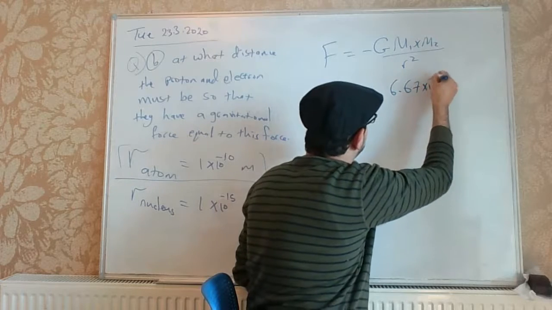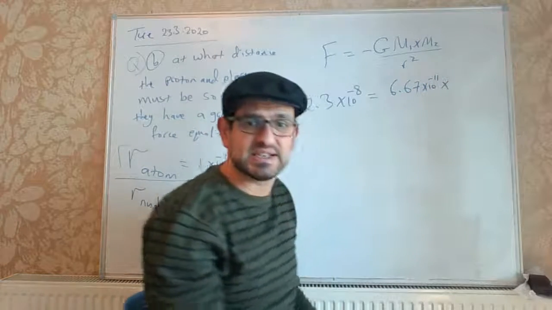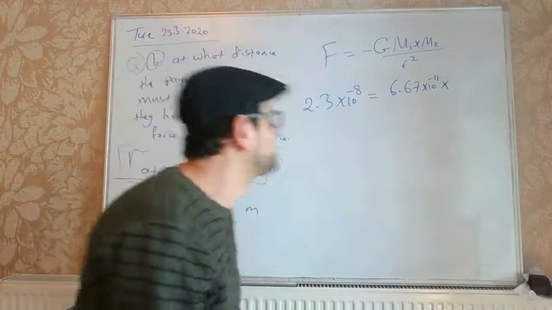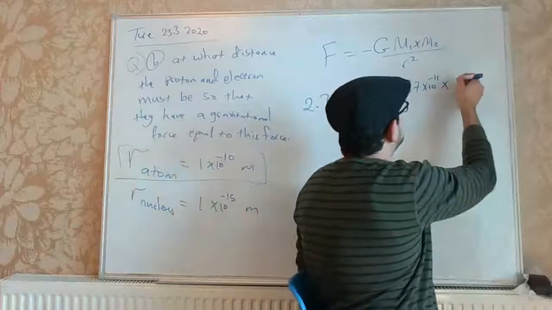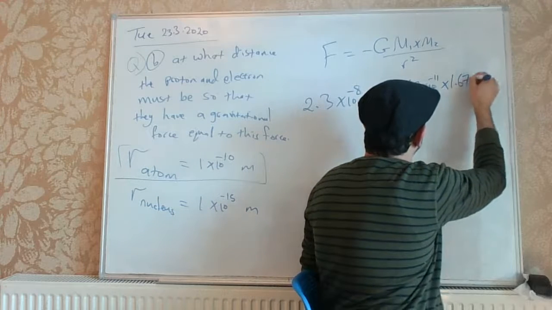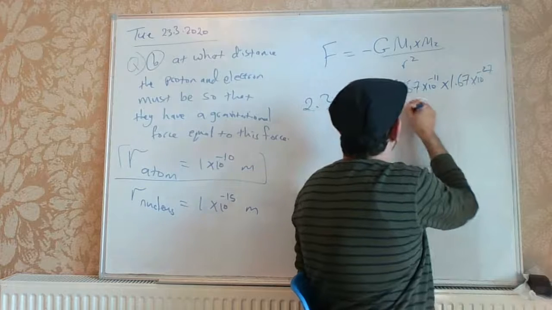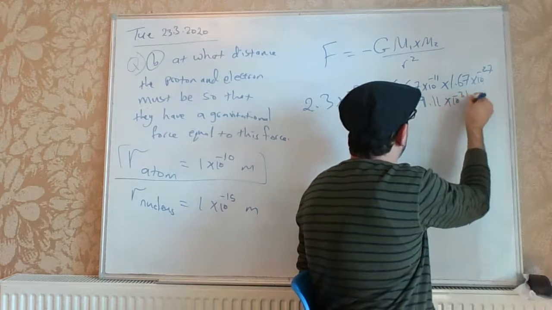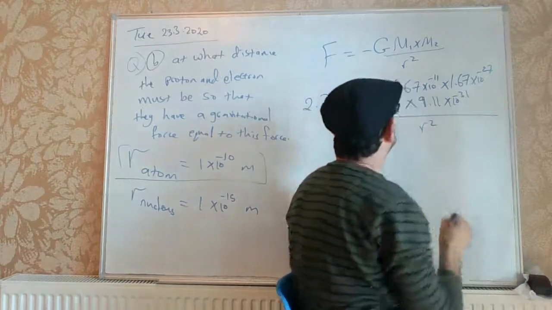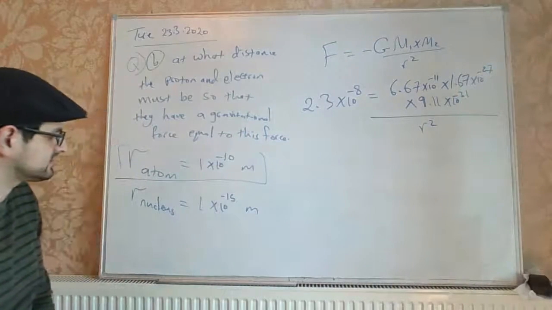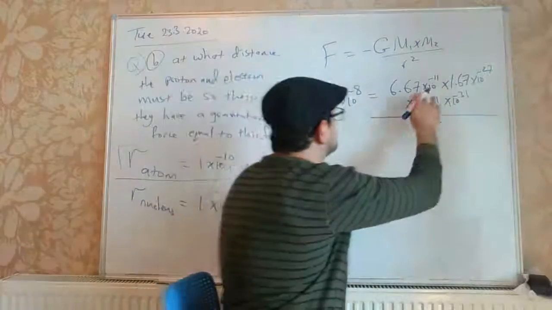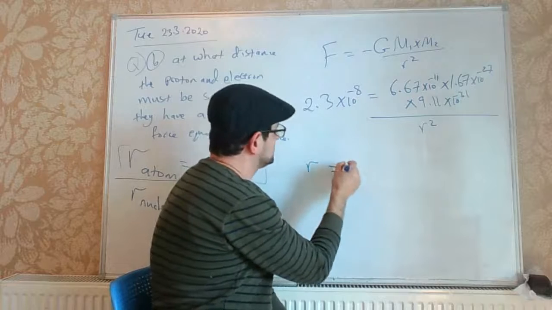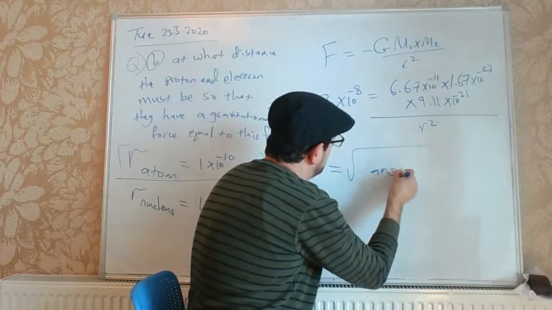6.67 times 10 to the power of negative 11. This is G. The masses are not given here, but they are given at the end of the exam. So they will not be given in the question. You have to go to the end of the exam, where you will find the mass of a proton, 1.67 times 10 to the power of negative 27, and the mass of an electron, 9.11 times 10 to the power of negative 31. All of this divided by R squared. Now, R is the square root of all of this.